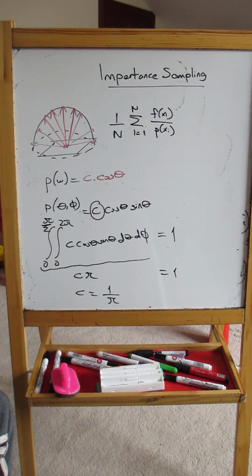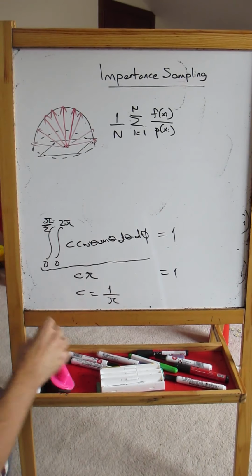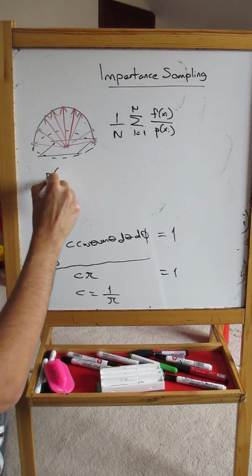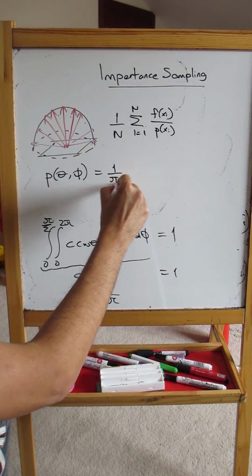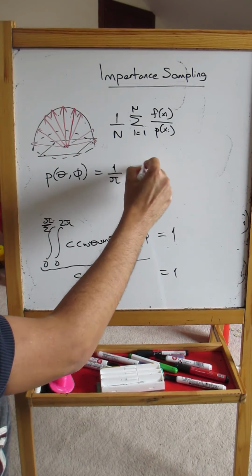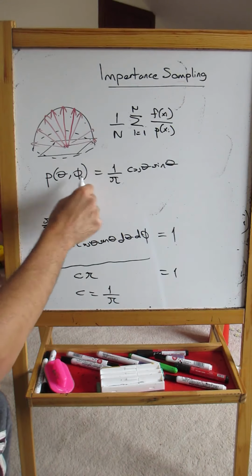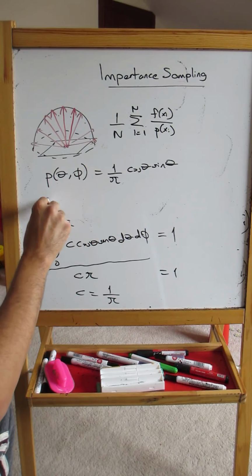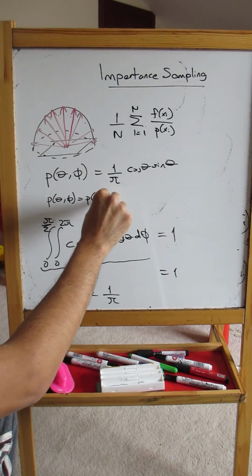Now let's clean this part. From this derivation we have reached the following conclusion: P(theta, phi) is equal to 1 over pi cos theta sin theta. Now one of the things we want to do is write this as a separable probability density function. This is now joint, so let's separate it. Let's say P(theta, phi) is equal to P(theta) P(phi).